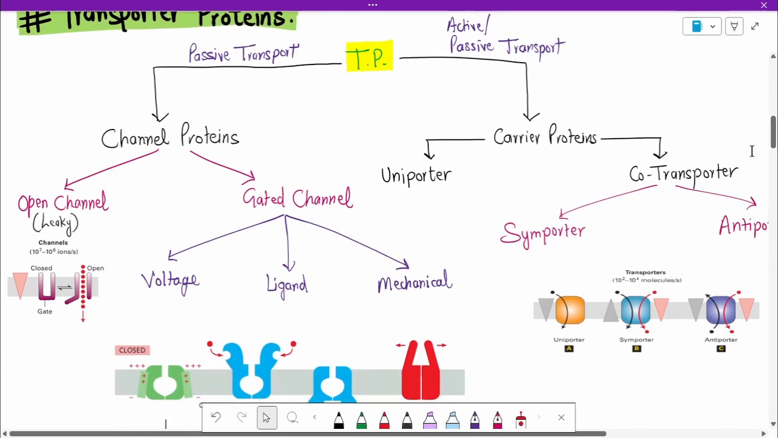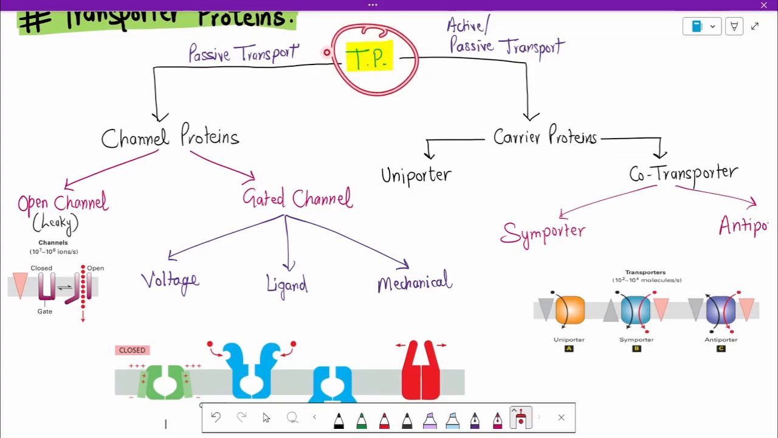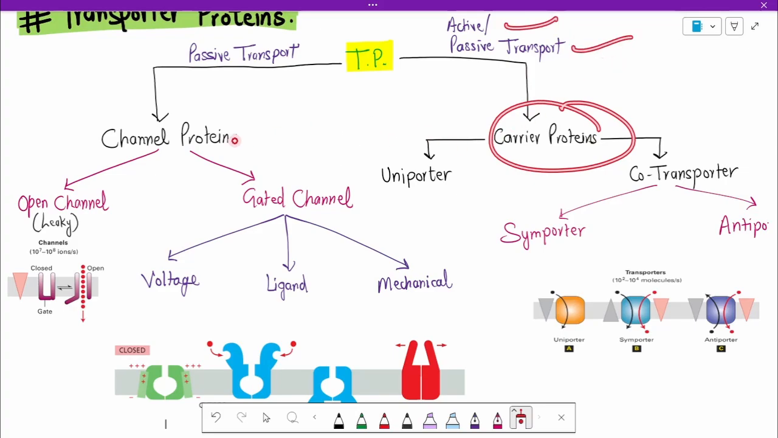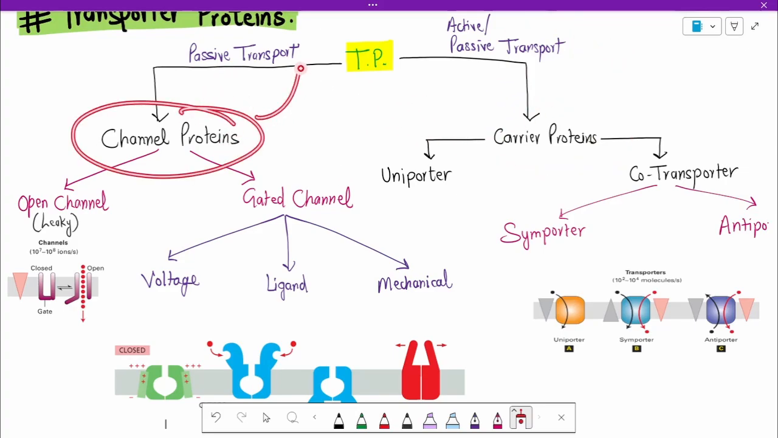Okay, let's start with this flow chart. If a transporter protein is involved in passive transport only, we classify it as a channel protein. And if transporter proteins are involved in either active or passive transport, we classify them as carrier proteins. So carrier proteins can do both active as well as passive transport, and channel proteins are only specific to passive transport. All right.